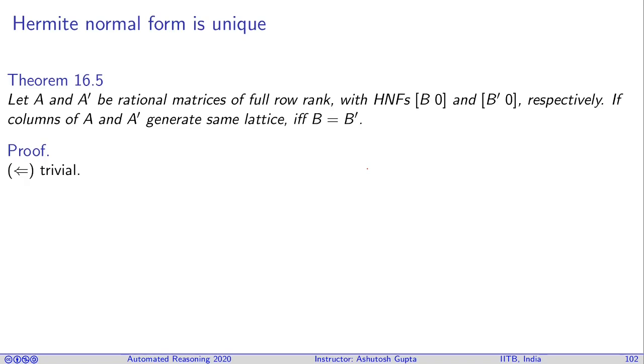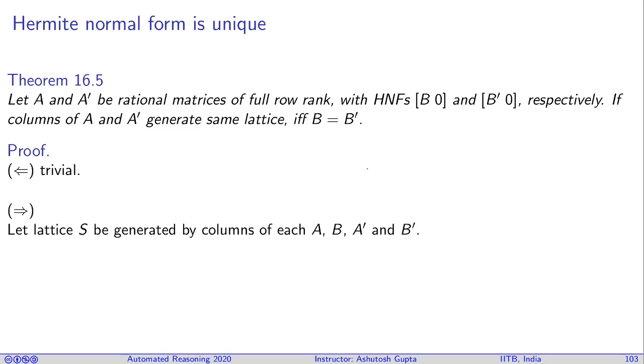The reverse direction is very trivial. B prime actually defines your lattice, so if they are the same, then they are generating the same lattices. What if they produce the same lattices but they have different HNFs? We are going to prove that that cannot be the case.